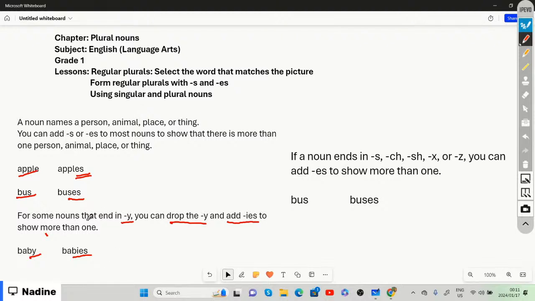So for some nouns that end in Y, even like family, family also ends in Y. And if we want to show that there's more than one family, then we're going to have to drop the Y and add the IES. So families. One family with a Y, but more than one, families, with IES.